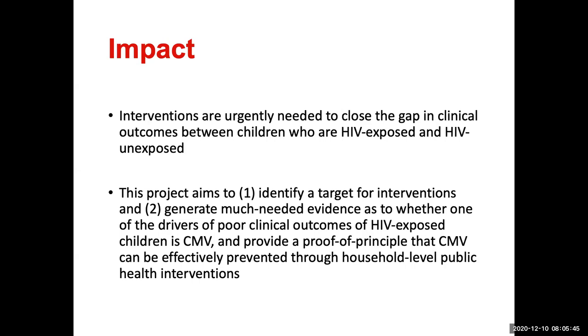We think that we need interventions pretty urgently to try to close this gap in clinical outcomes between children who are HIV exposed and unexposed. And we think that this project will be good for identifying a target for interventions if we find that CMV is an important co-infection, and also allow us to generate evidence as to whether one of the important drivers of poor outcomes, if it is CMV, can be effectively prevented through household level public health intervention.